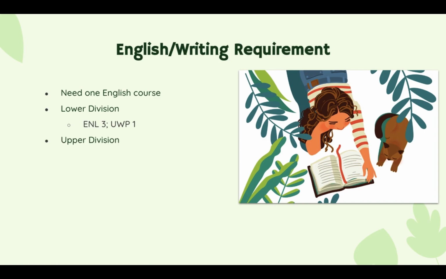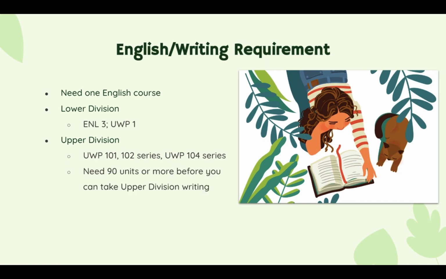For upper division courses, UWP 101, Advanced Composition, 102, or the 104 series can be taken. Taking an upper division writing class can satisfy upper division units, which is why some students may choose this option. However, remember that you need 90 units or more before you can take upper division writing, and be aware that upper division UWP classes do have prerequisites.